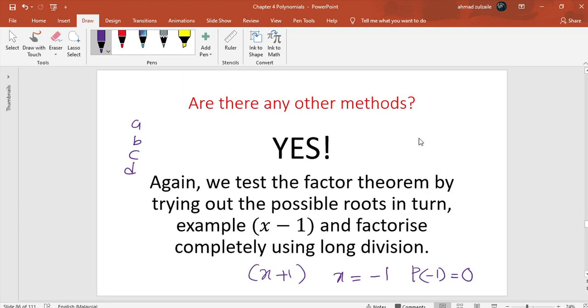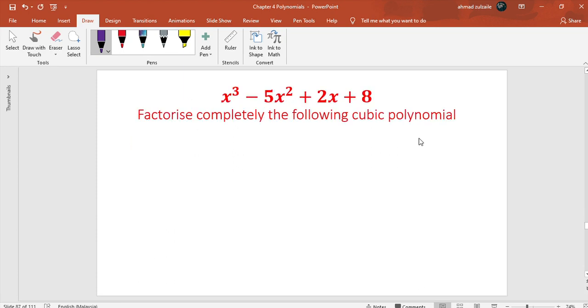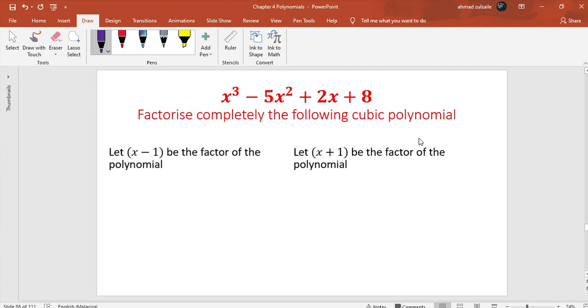Okay, so by using that factor, you just show that like this. So let's take a look using the trial and error method that I mentioned just now. We start with either x minus 1 or x plus 1. So here is the first sentence that's important: let x minus 1 be the factor of the polynomial, or let x plus 1 be the factor of the polynomial.